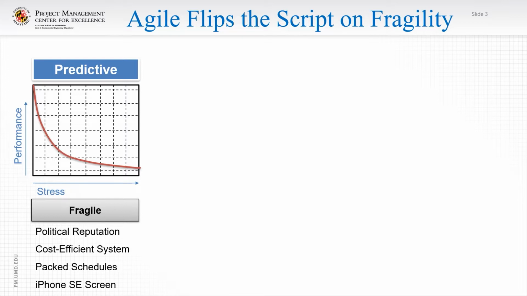Examples of fragile things are a political reputation, because it only takes one gaffe to ruin a career, or one bad photograph, or a cost-efficient system. Cost-efficient systems are so well tuned that they literally can't change even a little bit or they begin to fail, kind of like some of our supply chains during the pandemic. Packed schedules are another thing that are truly fragile. If you have a schedule where every meeting is bookended by another meeting, if one slips, the rest could slip, and then none of your meetings do well.